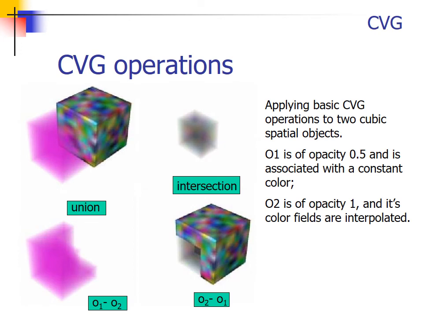Here you can see an example of applying basic CVG operation to two cubic spatial objects. O1 is of opacity 0.5 and is associated with a constant color. O2 is of opacity 1 and its color fields are interpolated.